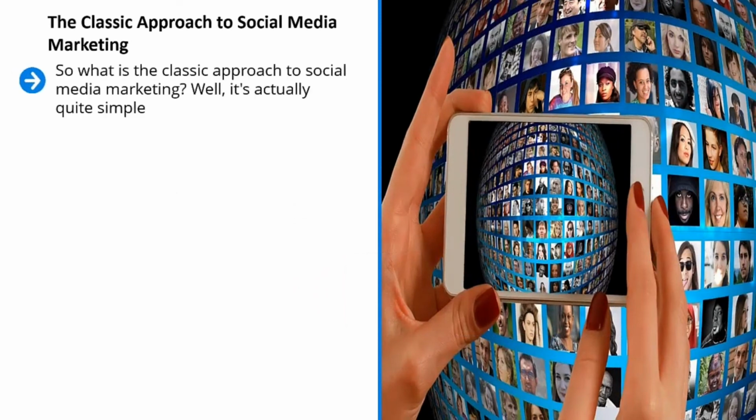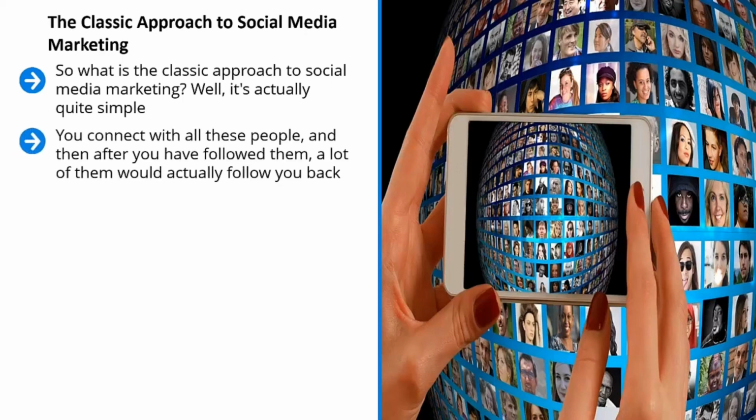So what is the classic approach to social media marketing? Well, it's actually quite simple. Whether we're talking about Instagram, Twitter, or Facebook, you need to only follow, like, or friend people who are interested in your niche. You connect with all these people, and then after you have followed them, a lot of them would actually follow you back. For example, on Twitter, for every 100 follows, don't be surprised if maybe 20 to 30 people follow you back.